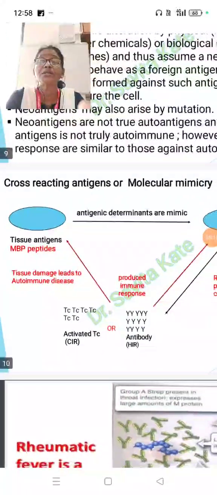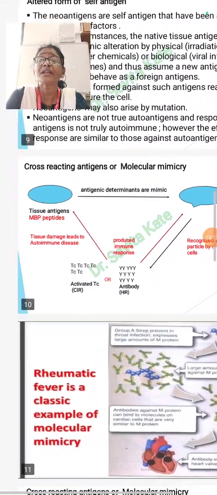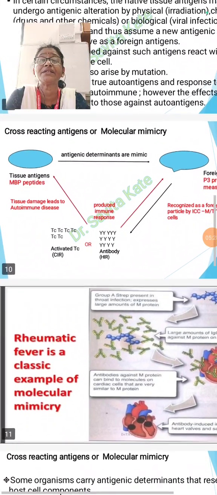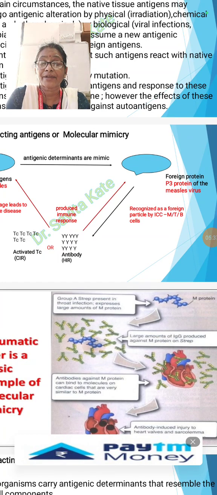Now third is the cross-reacting antigen, that is the molecular mimicry. This is the third mechanism by which we face the problem of autoimmune diseases. See here, these are the tissue antigens on the left side. That is myelin basic protein. In the host, an influenza virus attacks. Influenza virus possesses the P3 protein. Once the influenza virus enters, our immune system starts to produce an immune response against that influenza virus, and by that immune response the influenza virus is eliminated, destroyed.